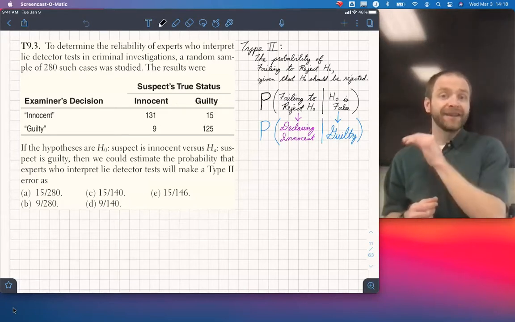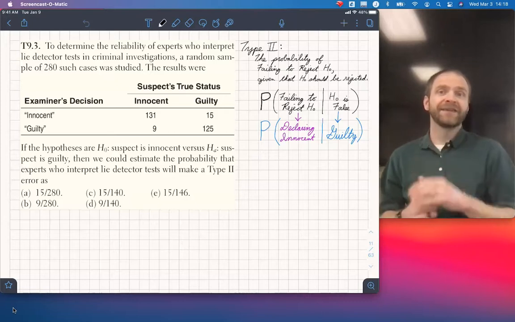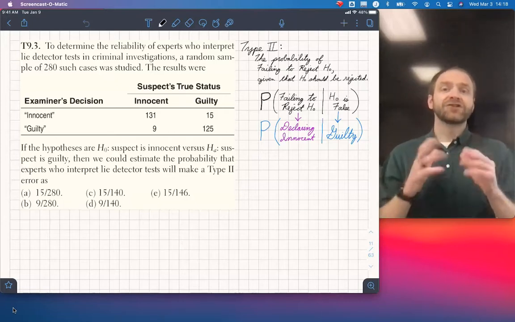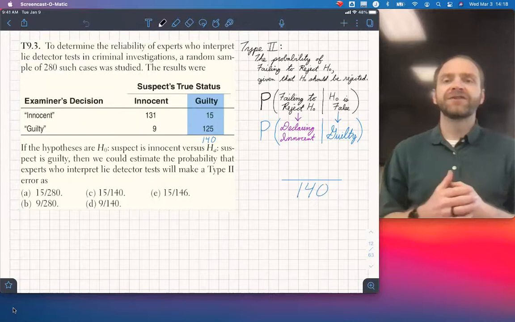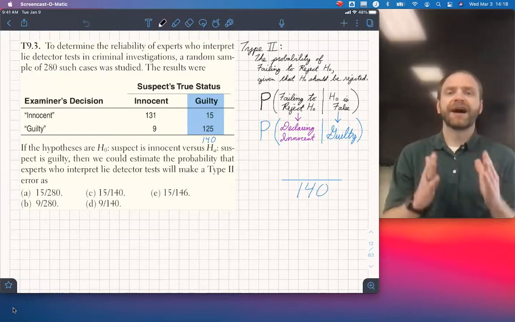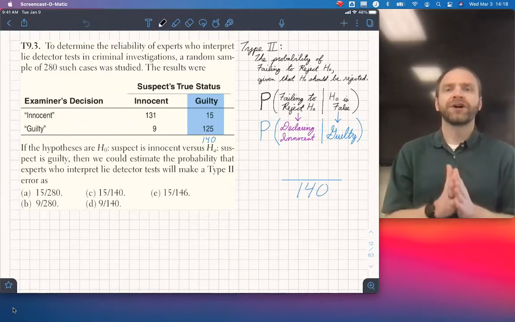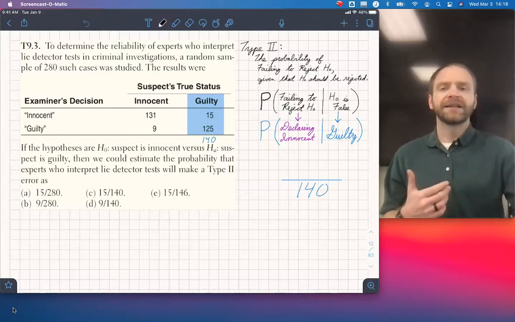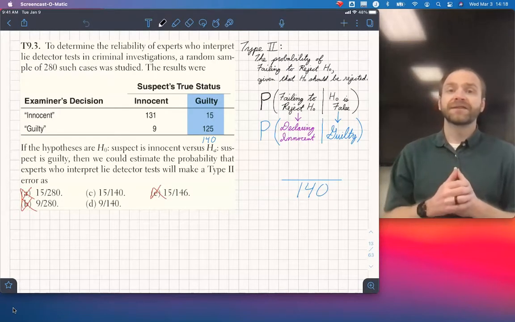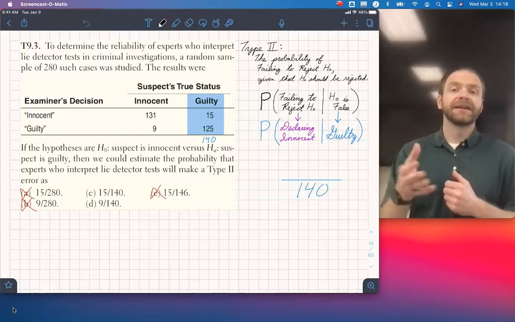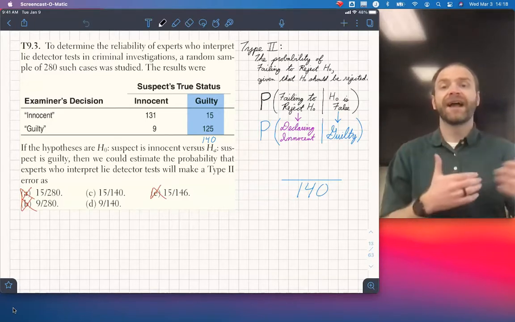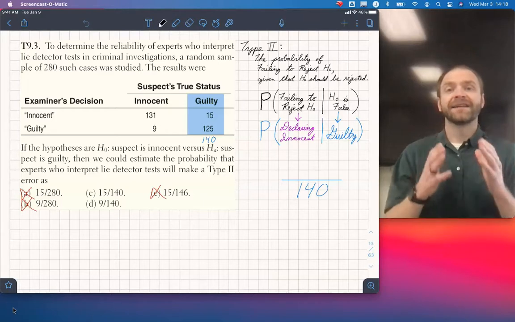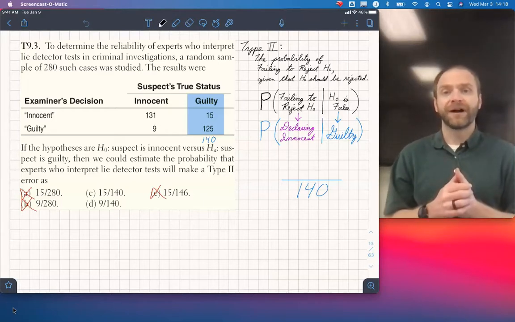Now, if I think of it like a two-way table, and I think of it like conditional probability, I should be able to highlight. And if I do that, I can see the guilty column is my total, and that's 140 people. Well, if I look at my list, A through E there, I can eliminate a few of those choices. I can eliminate A, B, and E because those do not have that 140 as the total in the bottom of it with conditional probability.